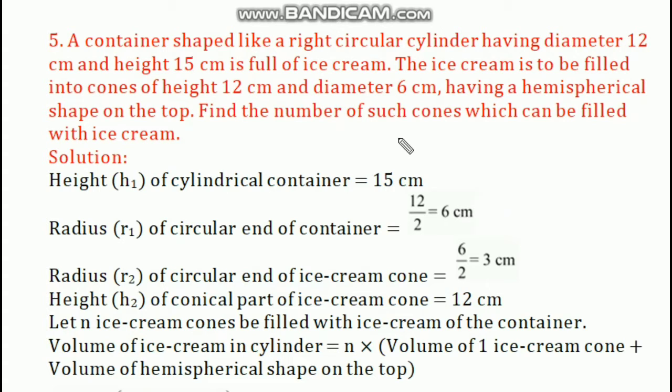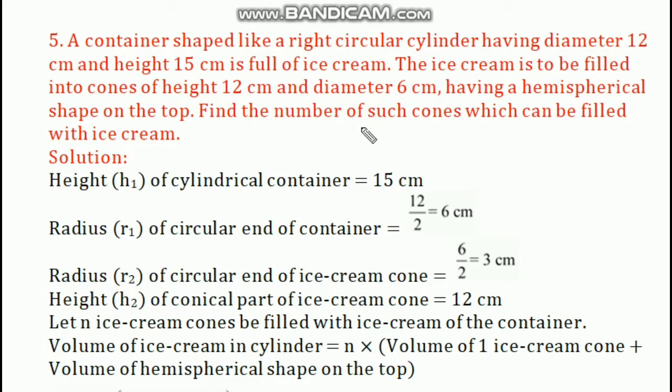Actually, in this given question, a right circular container is full of ice cream. That ice cream is filled into some such cones, with height 12 centimeter and diameter 6 centimeter. Here we need to find out how many such cones can be filled with ice cream. The ice cream cone looks like a cone surmounted by a hemisphere.